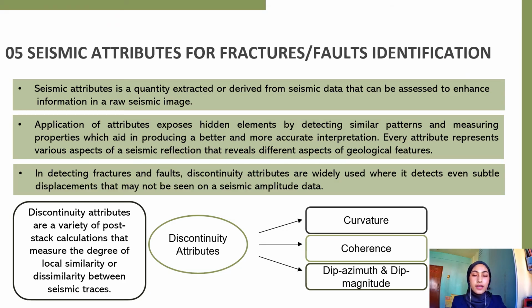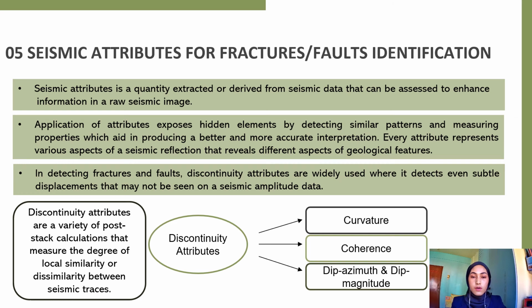My name is Nurul Afika and I will be presenting about the application of seismic attributes to identify fractures or faults. By definition, a seismic attribute is a quantity extracted from seismic data that can be computed in order to enhance the information in the raw seismic image. Each of these attributes provides different information from seismic data. For example, the RMS amplitude attribute can be a hydrocarbon indicator, where it highlights bright spot areas. It is proven that the application of attributes leads to a better interpretation.